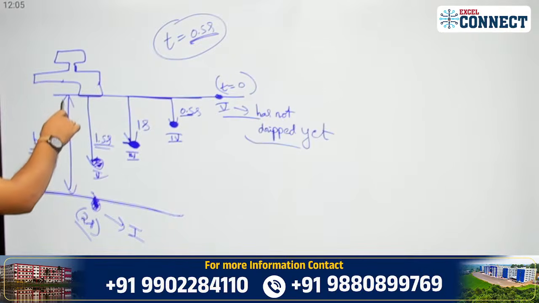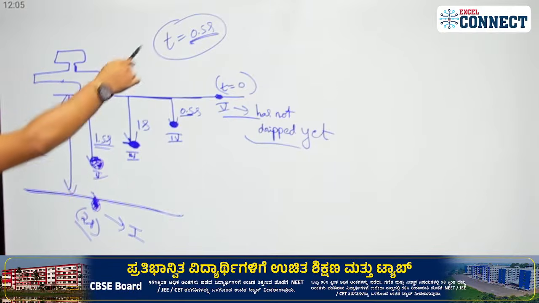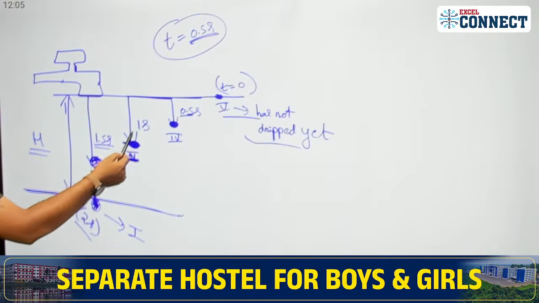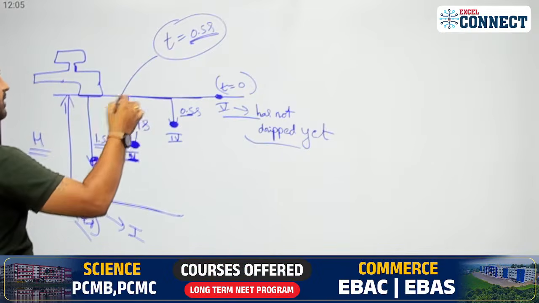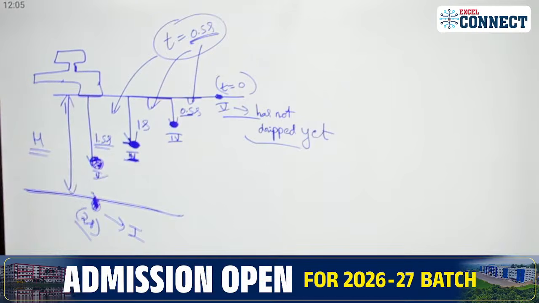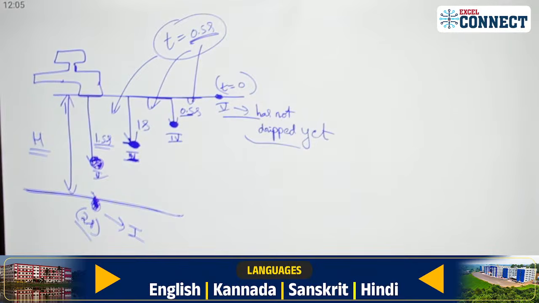If first drop takes 2 seconds, what is the time taken by second drop? It is 2 minus 0.5, this is 1.5. And what is the time taken by third drop? It is 1.5 minus 0.5, it is 1. Only you have to subtract. You have to subtract the 0.5 second here, so you will get the time taken by other drops.